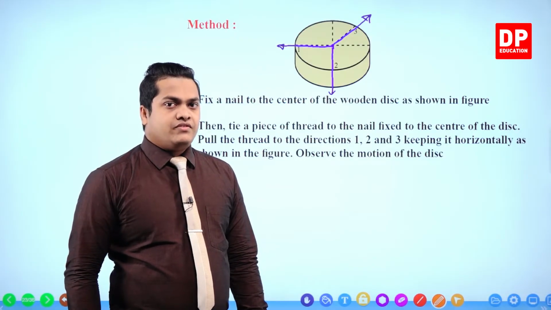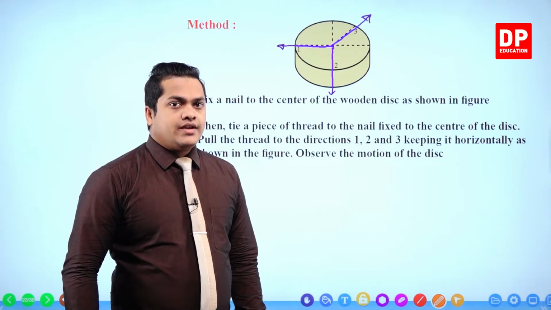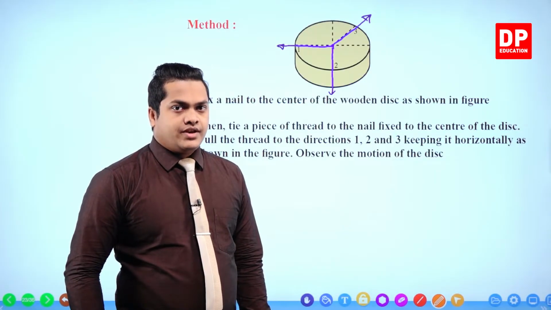It's really simple. Now here we have used two different objects in order to observe the direction of the motion, right?